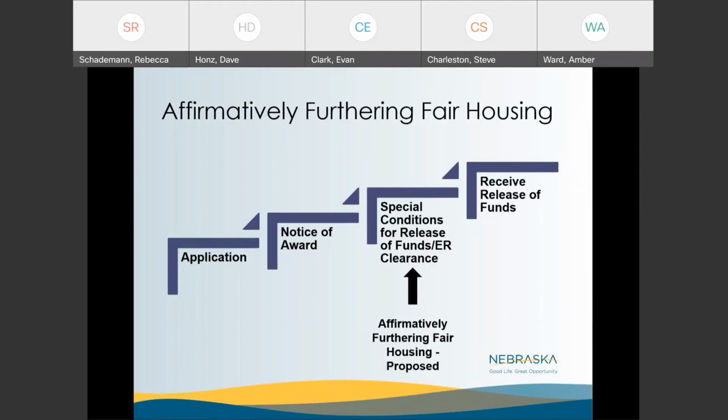So where does affirmatively furthering fair housing step into the project? The first time that the subrecipient sees it is within the special conditions of the CDBG agreement. So Amber, if you can go to the next slide.